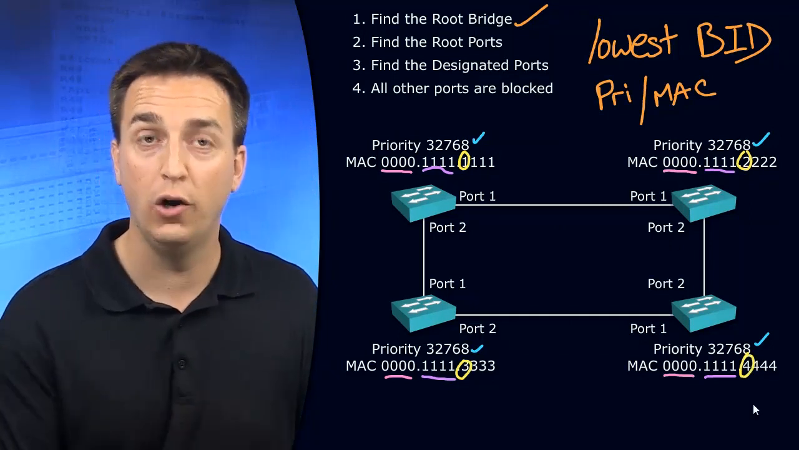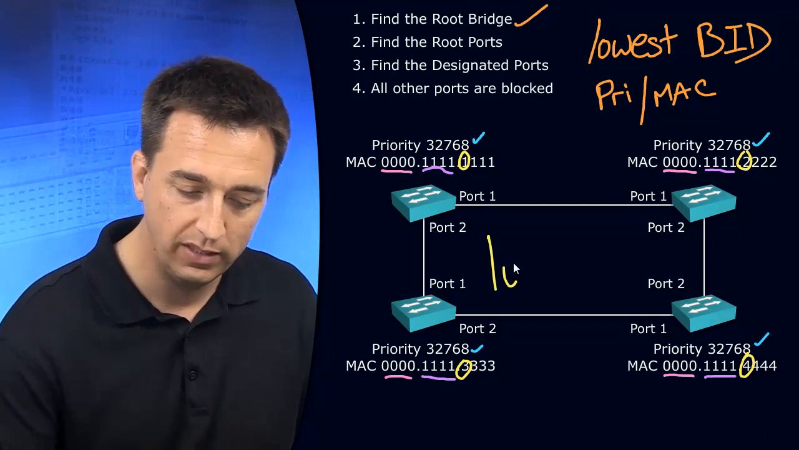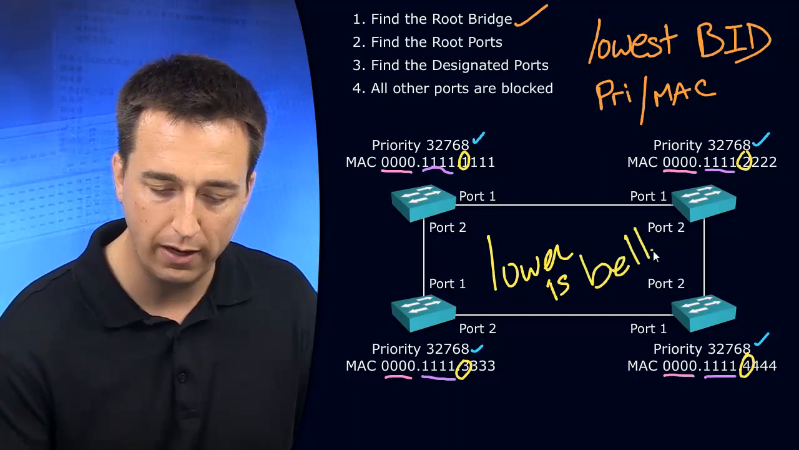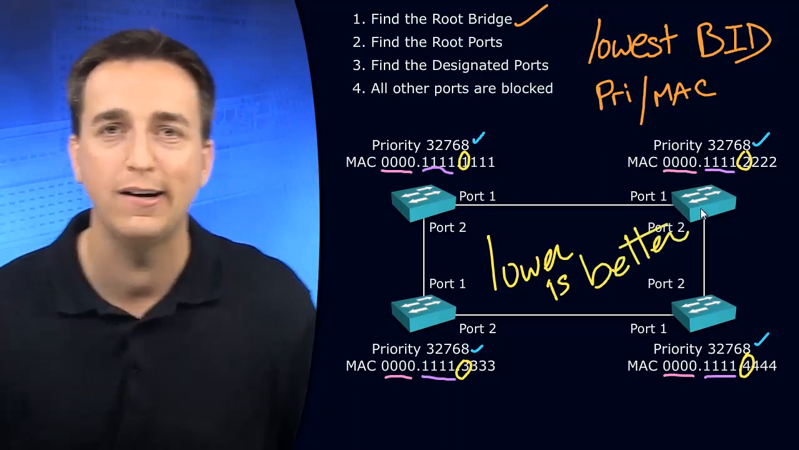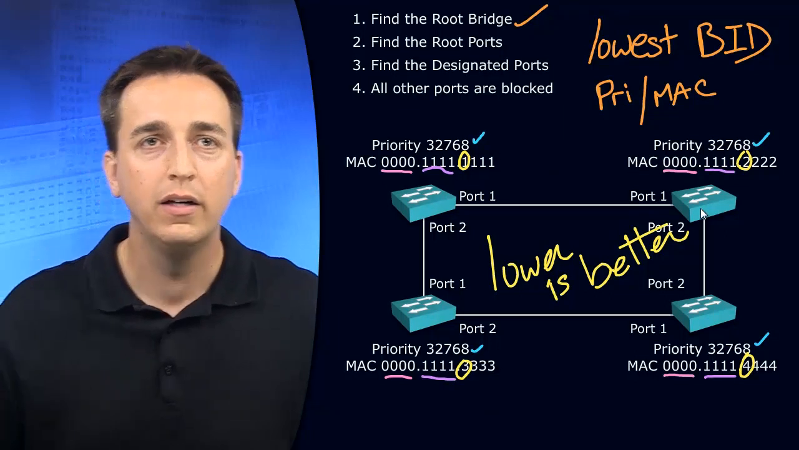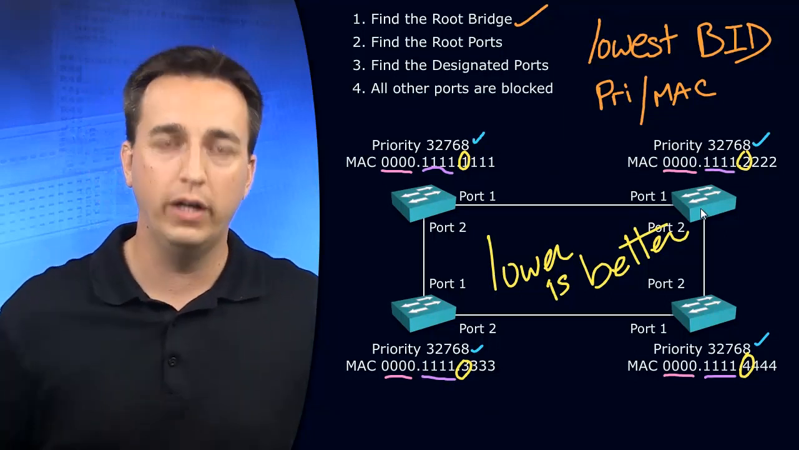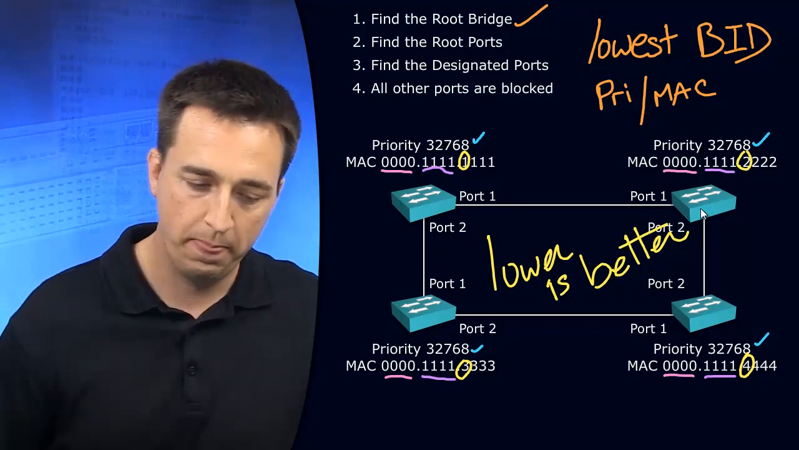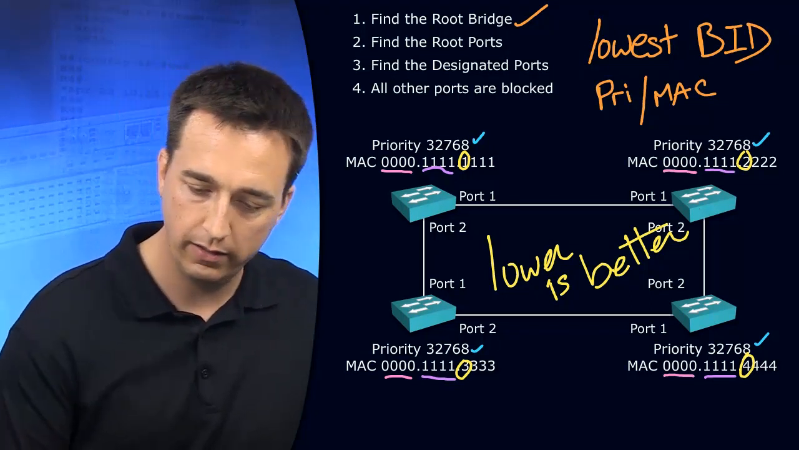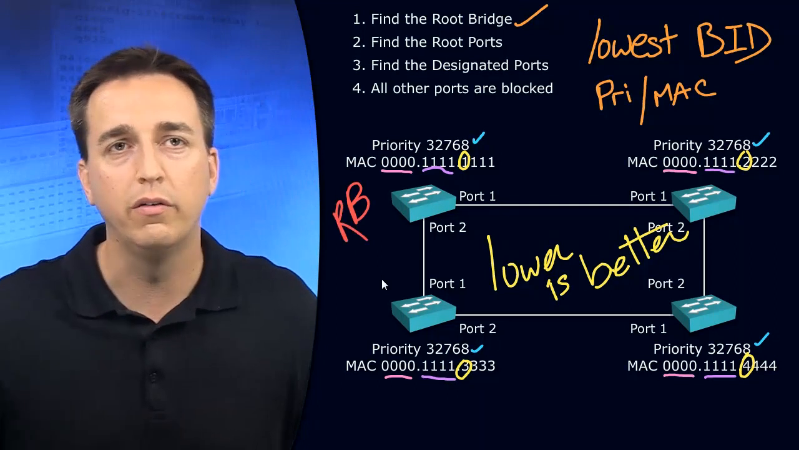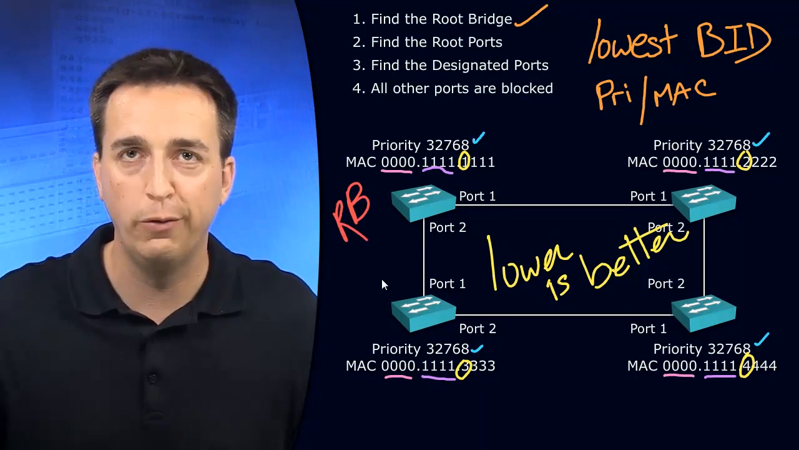1 is the lowest. Remember, we're always dealing with lower is better. Lower is better, and ties are not acceptable. So here, I'm going with our switch on the left-hand side, upper left. This right here is going to be our root bridge. Our root bridge, because it has the lowest bridge ID.